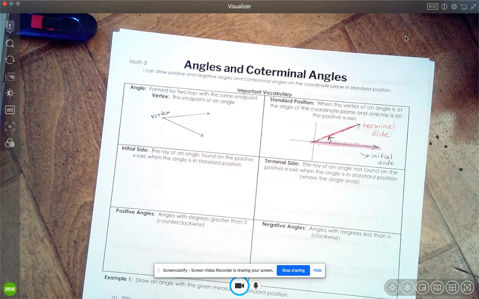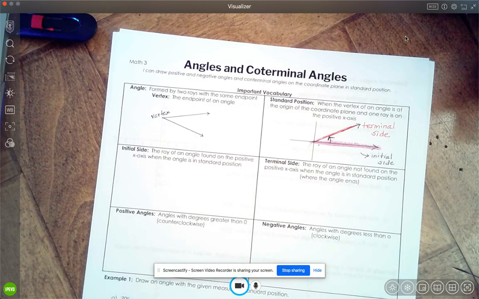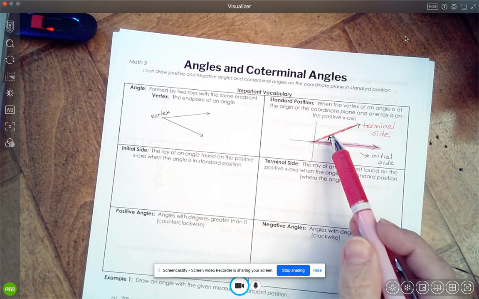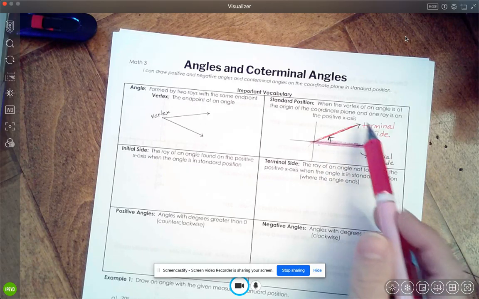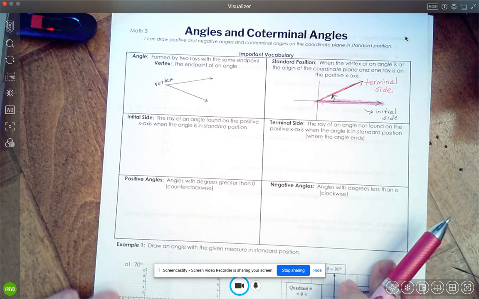And those go with these down here. The initial side is the ray of an angle found on the positive x-axis when the angle is in standard position. This is my initial side right here. The terminal side is where I end up. Here is where I started. Up here is where I ended up. That's called the terminal side.